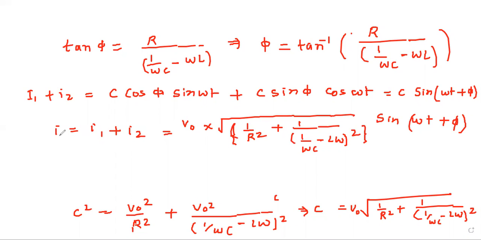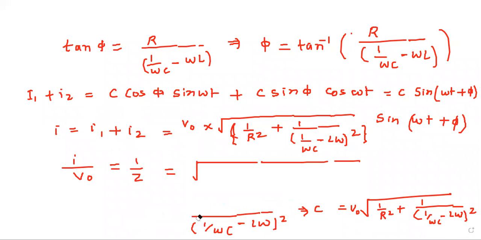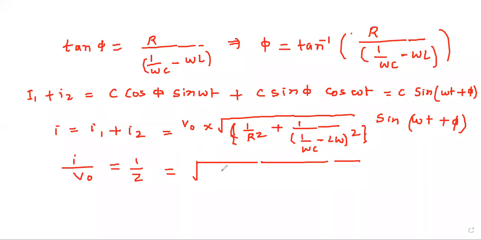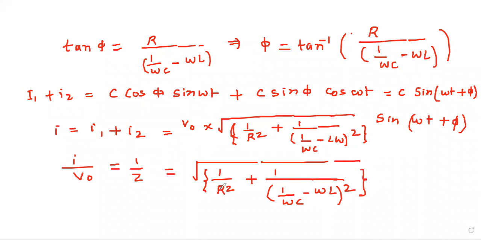So we divide this I by V0. So I divided by V0 will be 1 upon Z, which will be equal to root of 1 upon R square plus 1 upon 1 upon omega C minus omega L whole square, where Z is impedance.